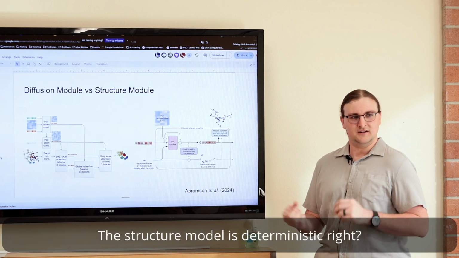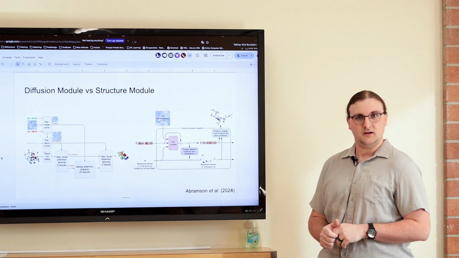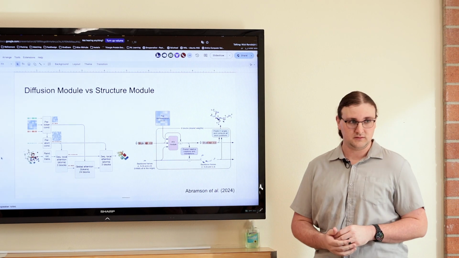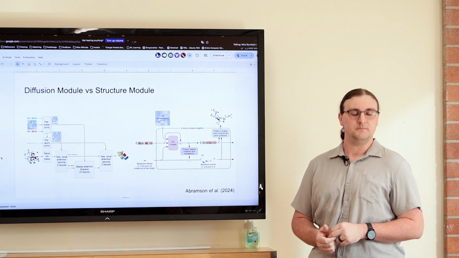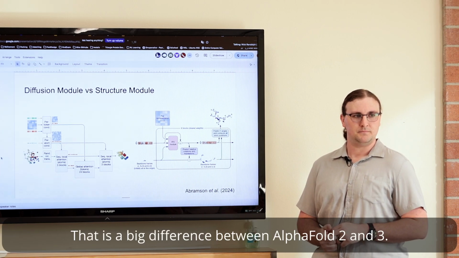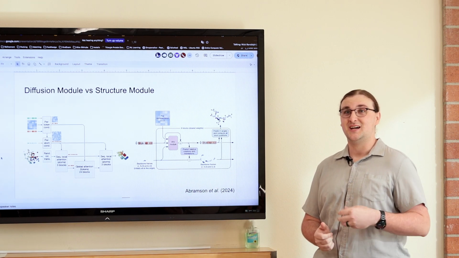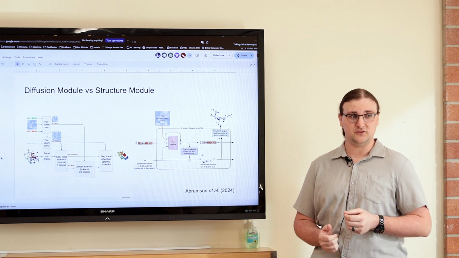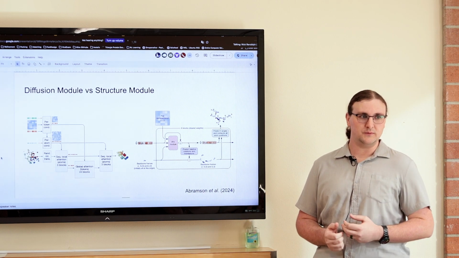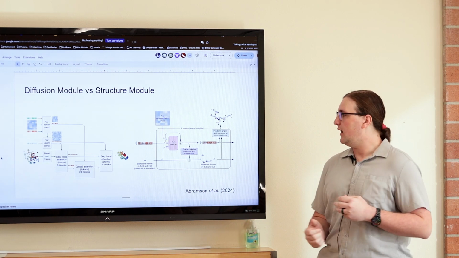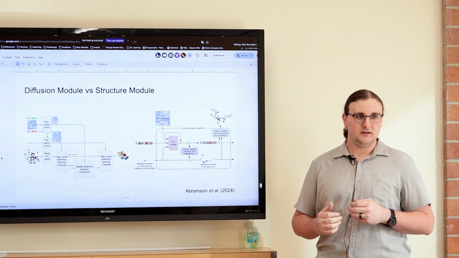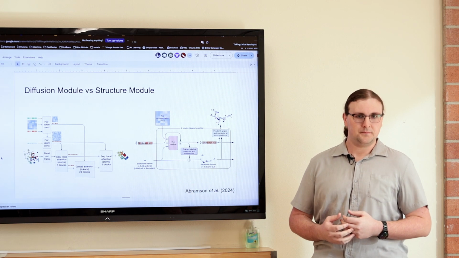The structure module is deterministic, right? The structure module itself is, the diffusion module is not. Yep. That's a big difference between AlphaFold2 and 3. So when you run AlphaFold2 multiple times, you still likely will get different answers. That's probably because of the subsampling of the MSA at the beginning. But with these, you'll get a different answer every time.